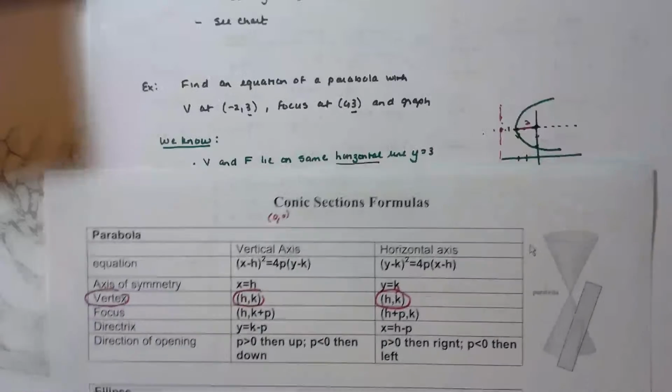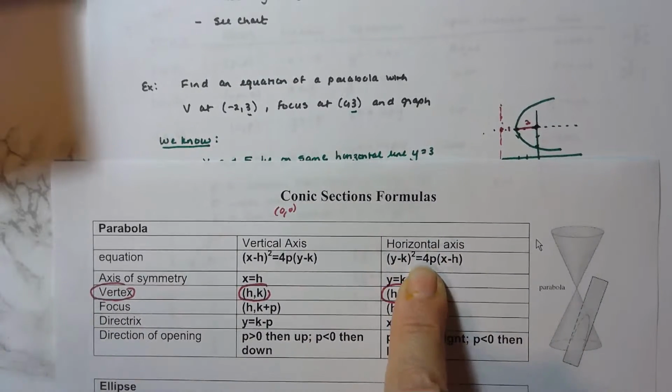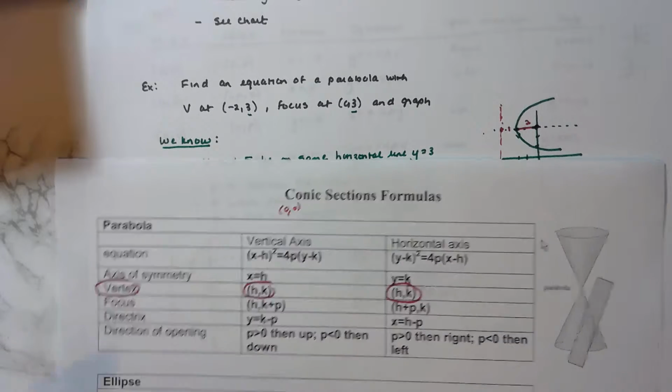Well, look, I know it opens to the right. Okay, so it's going to be this one, right? It has a horizontal axis. It's got to be that equation. So just based on those few characteristics, I know that my equation is going to be y minus k squared equals 4p times x minus h. And guess what? At this point, I can pretty much plug in my K, my H, my P, because I know what that is, and I've got my equation.